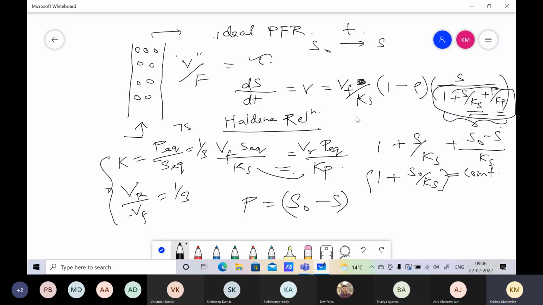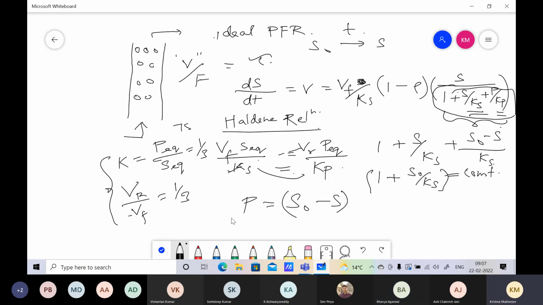Then you can see, yeah, go ahead. Sir, how is Ks equal to Kp? I think it should be 1 by 9. Just think about it. Sir, as Vr divided by Vf is also 1 by 3, and P equilibrium divided by S equilibrium is also 1 by 3, so Ks should be 9 Kp. So bring it here. Oh, okay. Have I written it incorrectly? Yes, sir. In the exam, I got the 1 by 9th relation. You got 1 by 9.